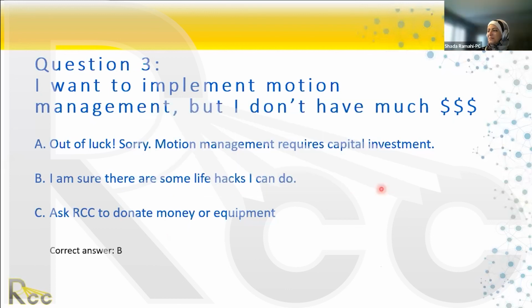All right, so thankfully, many people think that we have some life hacks to do. Over 10 people want to ask RCC for donations. Right? And 6 people have absolutely no trust in us because, you know what? Motion management requires capital investment. Don't bother. Okay, let's go.